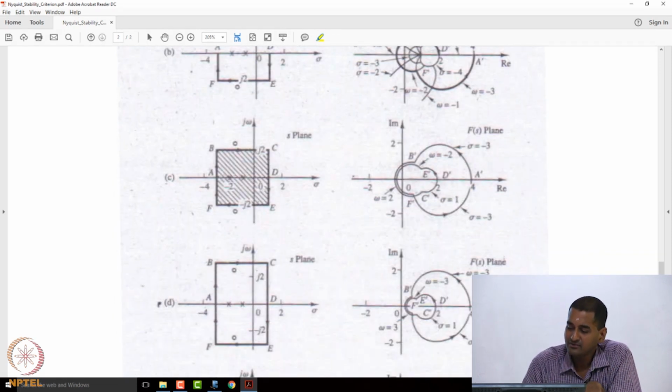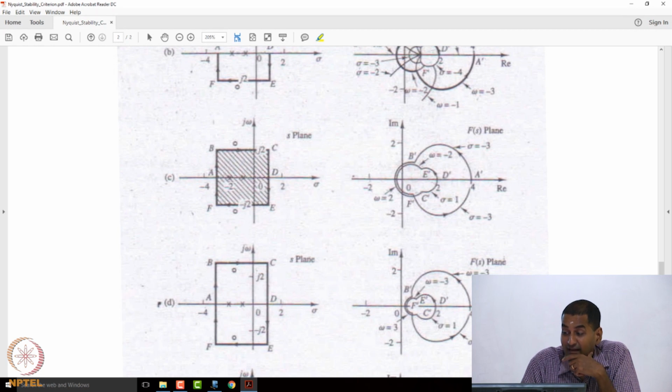Now if you take a closed contour A, B, C, D, E, F, A, I hope everyone agrees that that's a closed contour in the S plane. Now you can see that it gets mapped to the contour A prime, B prime, C prime, D prime, E prime, F prime, back to A prime. That's what happens with this particular contour. How do you get it? Once again, you need to plug in and generate the curve.